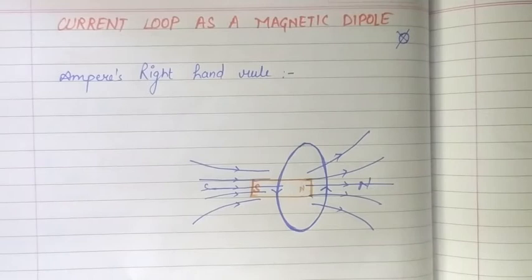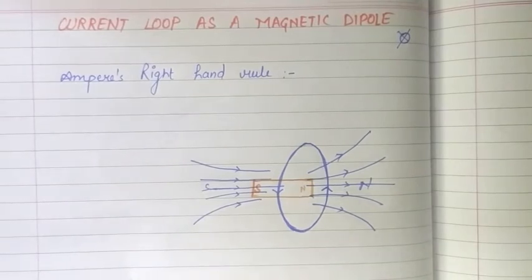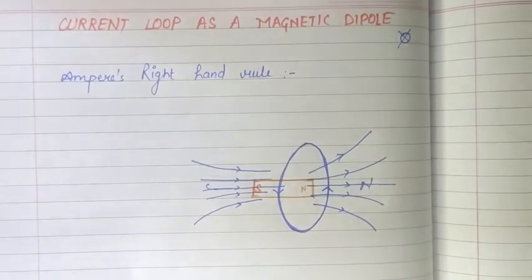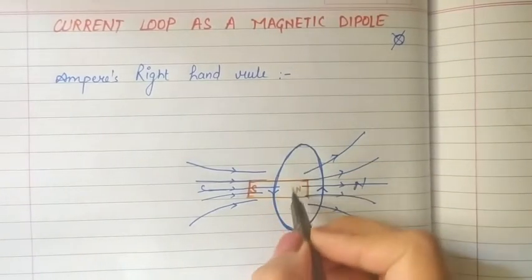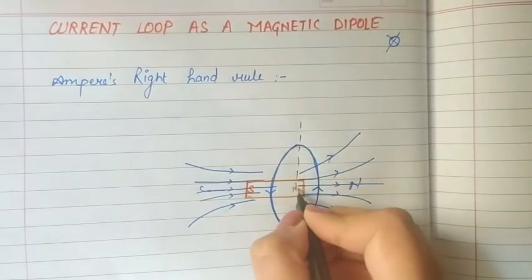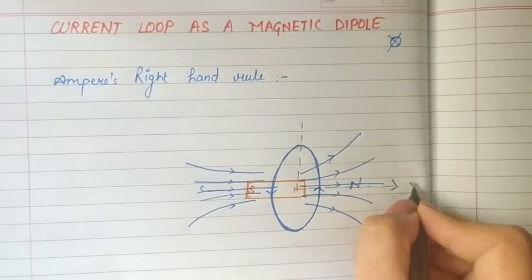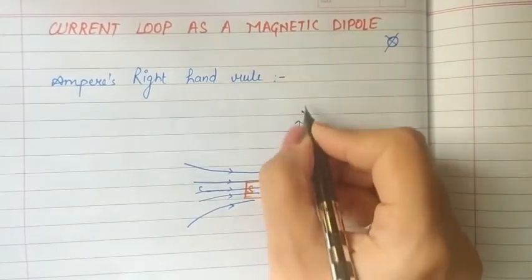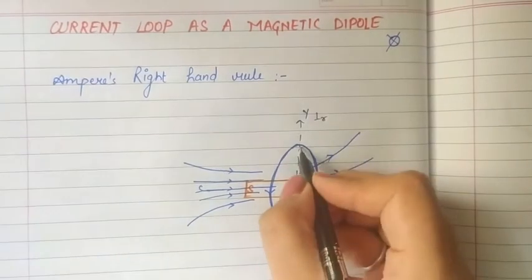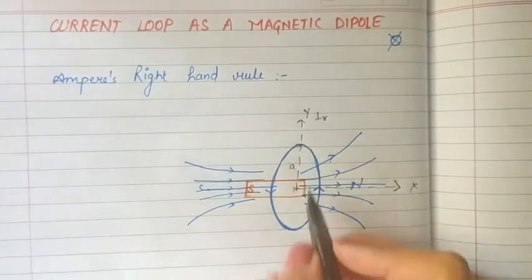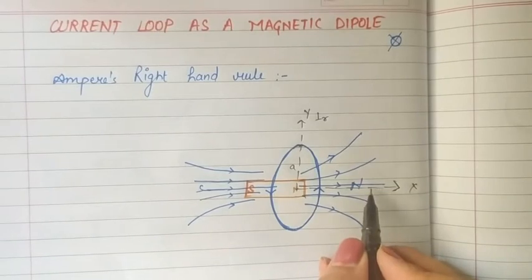So now we have a current carrying loop having magnetic field around it, and we have already studied the magnetic field along the axis of a circular current loop, means we want to know the magnetic field strength at any point along the axis of that circular loop. So in this case, if I plot the axis, this will be along the x-axis, this will be the axis of the loop, and along the y-axis will be the perpendicular of it. Let the radius of the loop be small a, and I want to know the strength of magnetic field at any point on this axis.